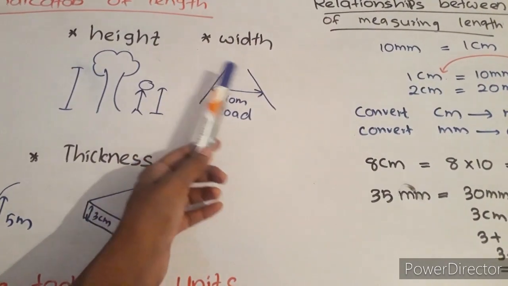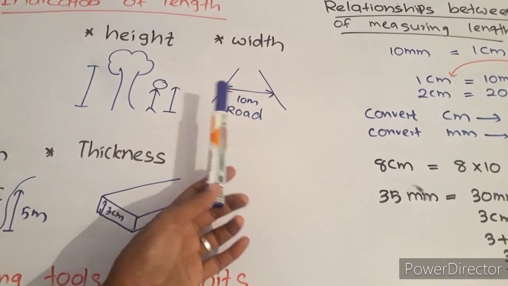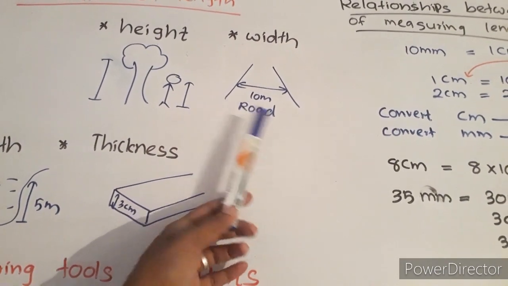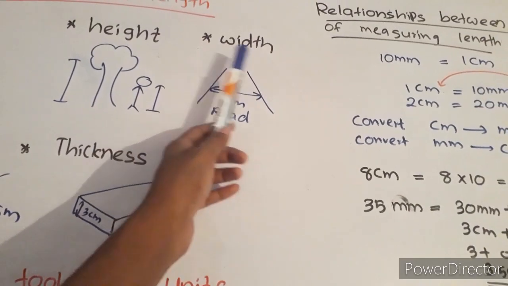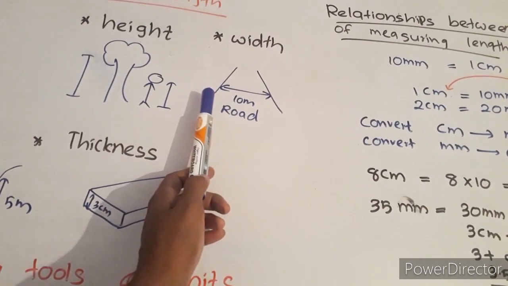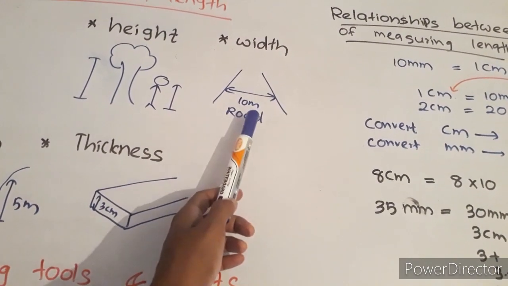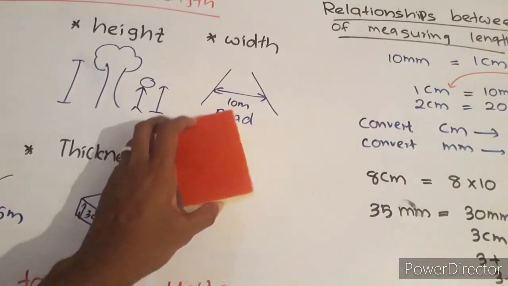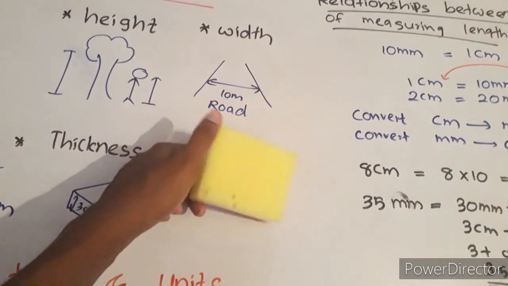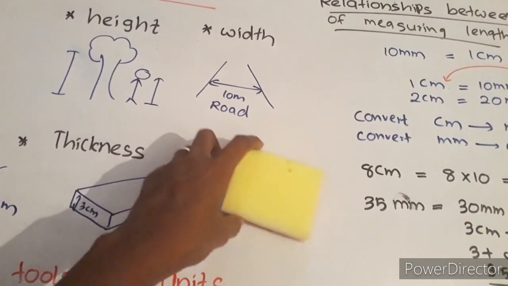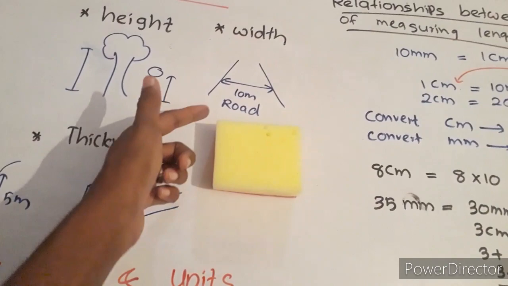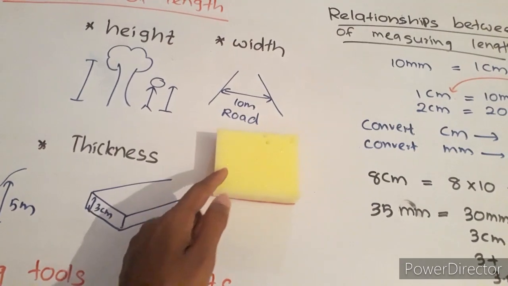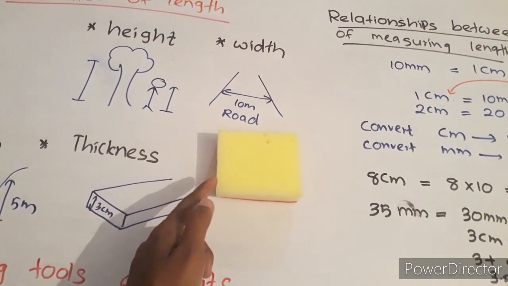Then this word, width. What is width? You may have heard about the words wide, widely. So we use the word width, meaning we say there is a 10 meter wide road. If I show you as an example, this side has a length and width. The longer one we call length, the shorter one we call width. So you can understand what width is. This side is length, this side is width.